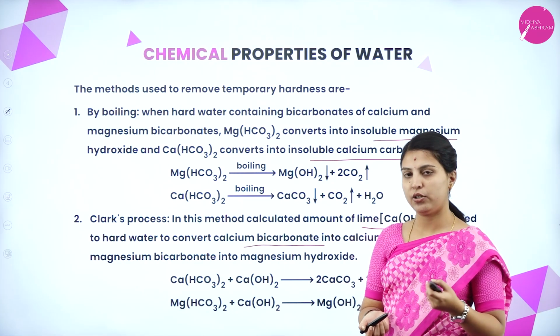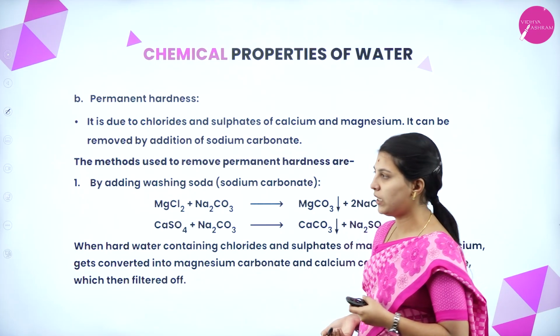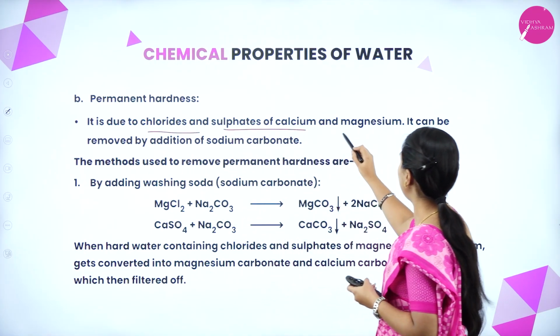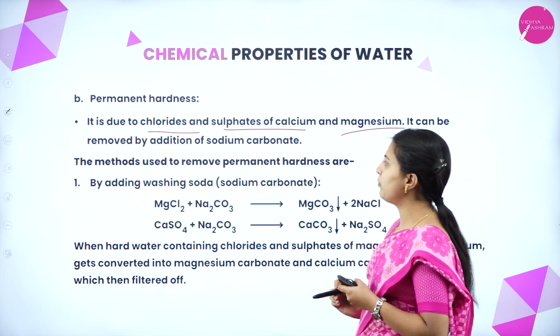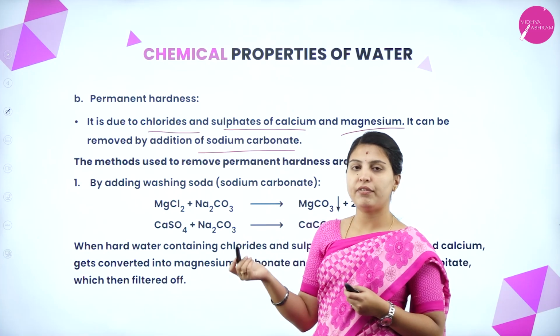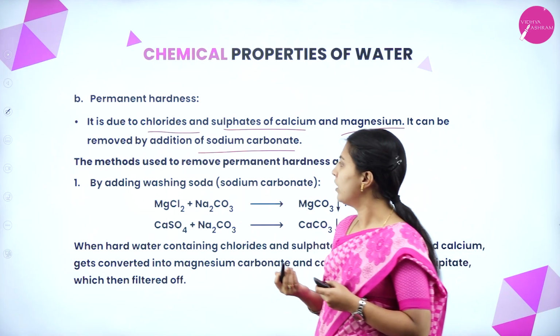These are the two methods by which temporary hardness can be removed. First one boiling and next one is Clark's process. Next, permanent hardness. It is due to chlorides and sulfates of calcium and magnesium. It can be removed by addition of sodium carbonate. By chlorides and sulfates of calcium and magnesium, the permanent hardness of water is caused.